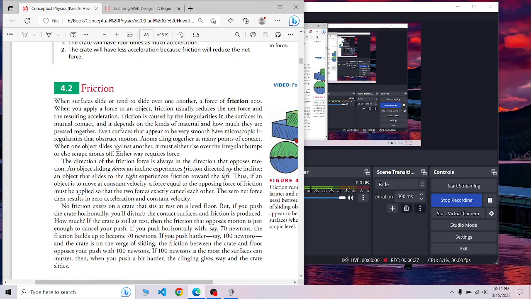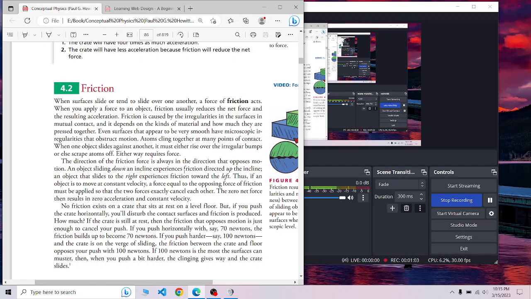Friction is caused by the irregularities in the surfaces in mutual contact, and it depends on the kinds of material and how much they are pressed together. Even surfaces that appear to be very smooth have microscopic irregularities that obstruct motion. Atoms cling together at many points of contact. When one object slides against another, it must either rise over the irregular bumps or else scrape atoms off.